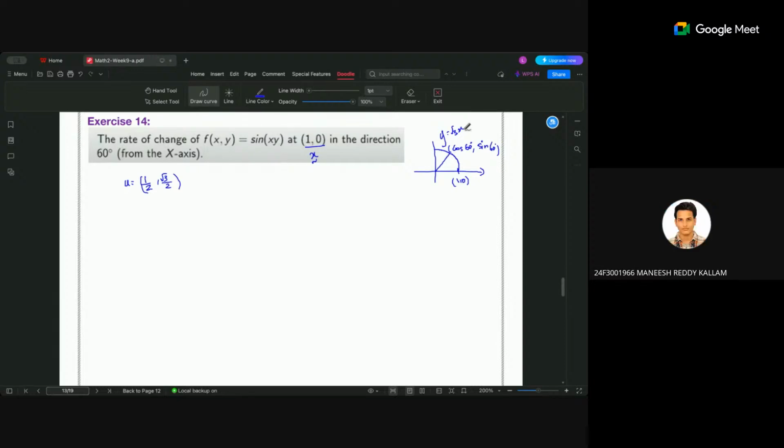Ma'am, a small confirmation about the polar coordinates. If they ask from the y-axis, how should we do it? If you are asked from the y-axis, then you simply see 90 plus that 60, so it is going to be 90 plus 60. So what is cos of 90 plus 60? Use trigonometry, that's all. Okay, fine. Okay, ma'am.